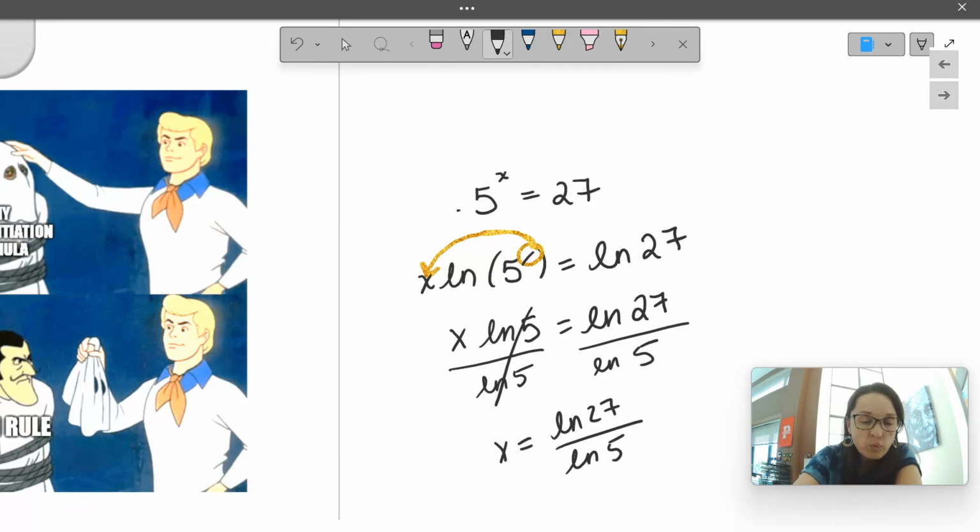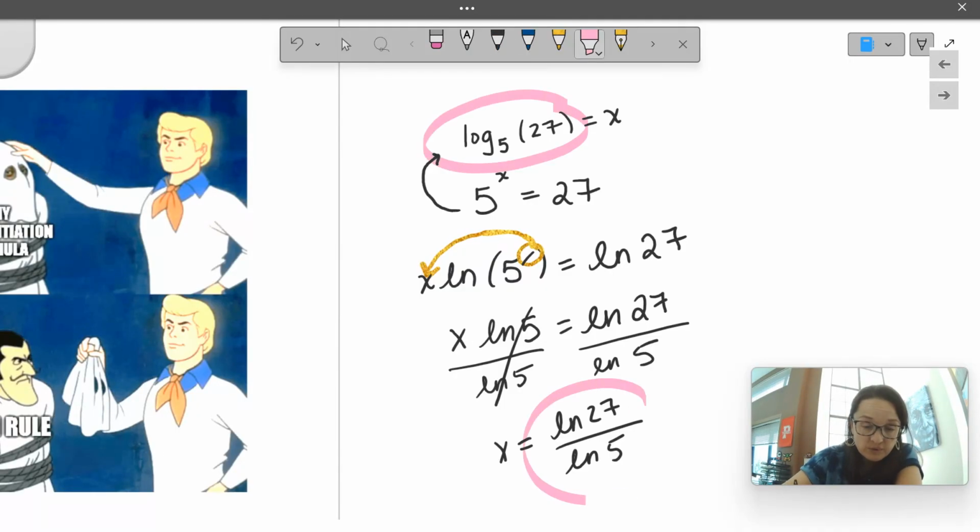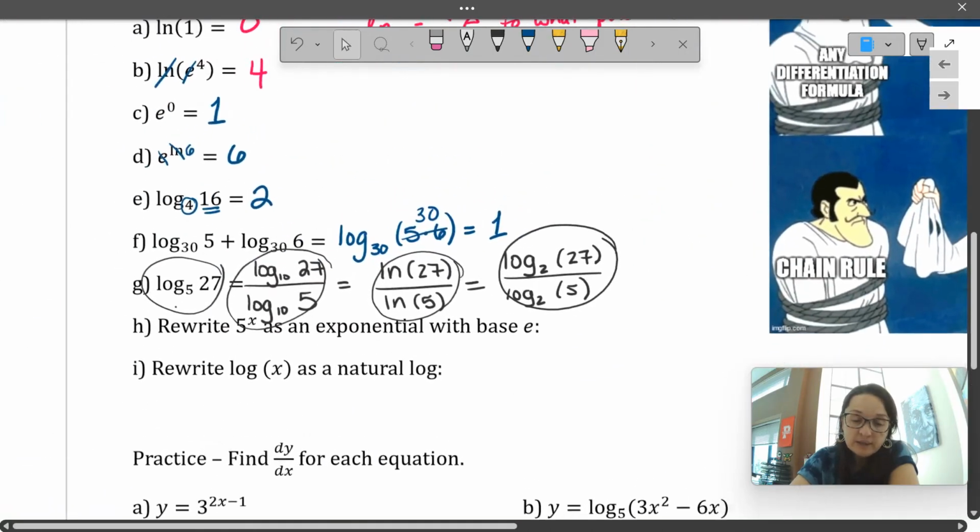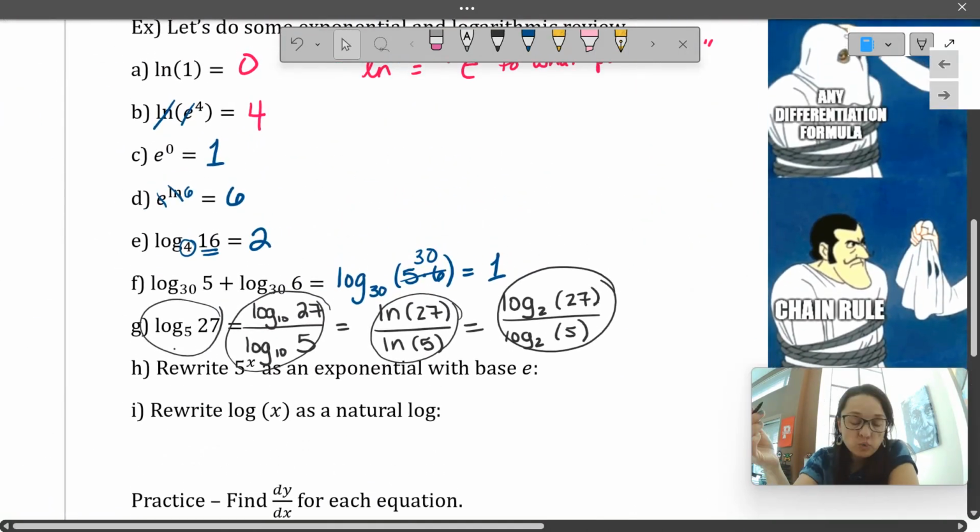Well, if you remember, what I erased before this is that we had written this in log form like that. x equals log base 5 of 27. x equals ln 27 over ln 5. They're the same thing. Okay? All right. So just know the change of base rule. I'll explain why that's important in a little bit.